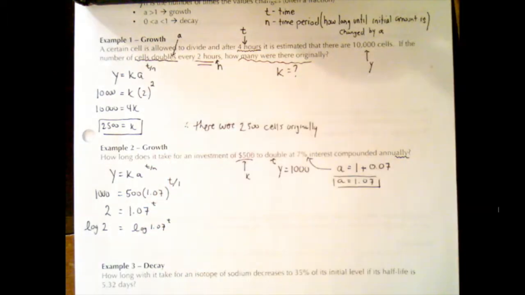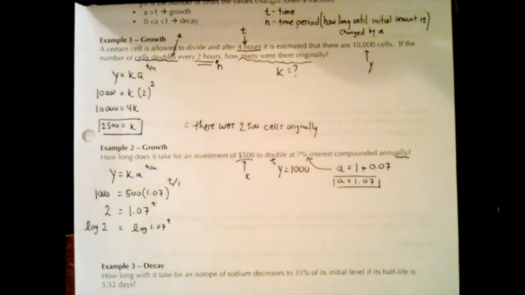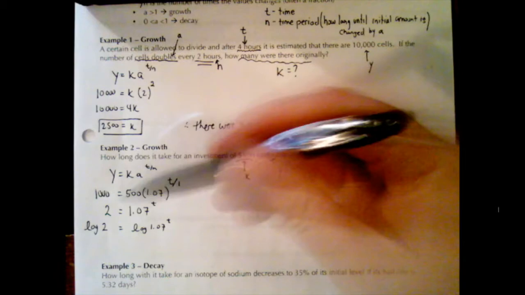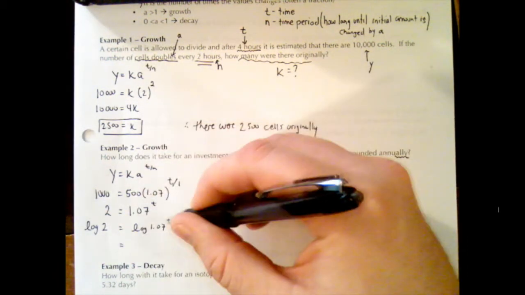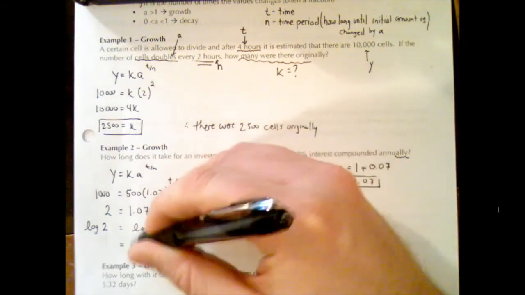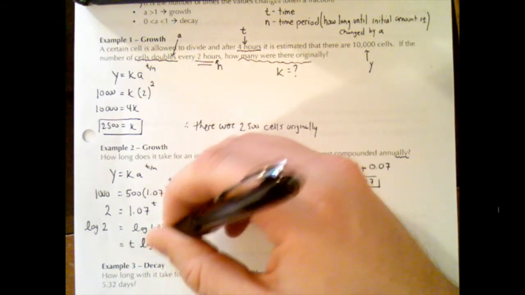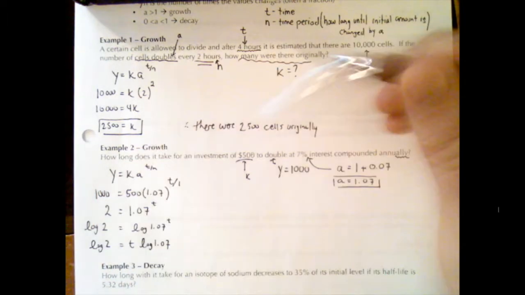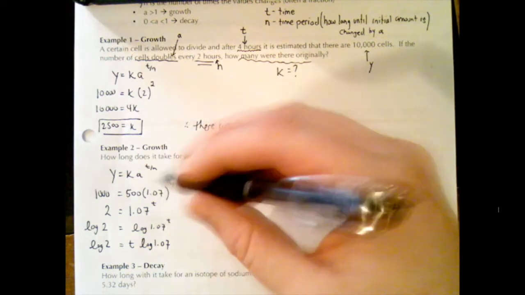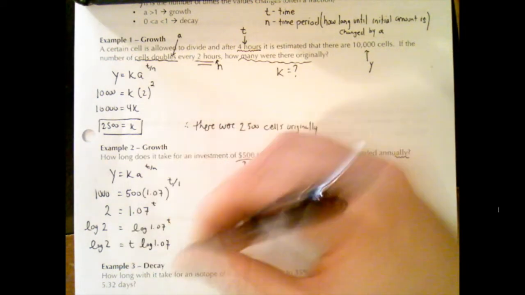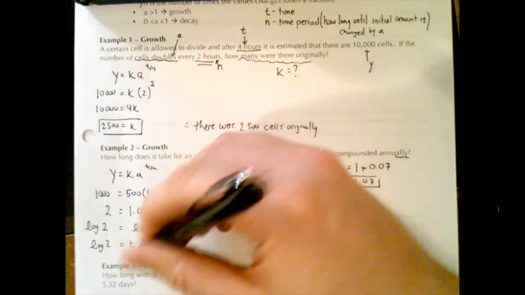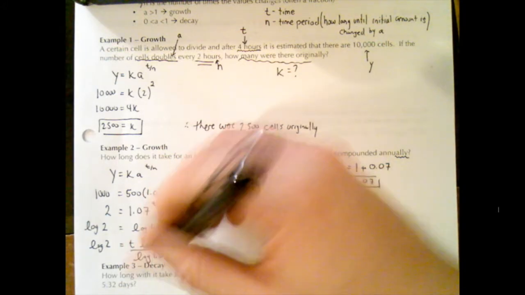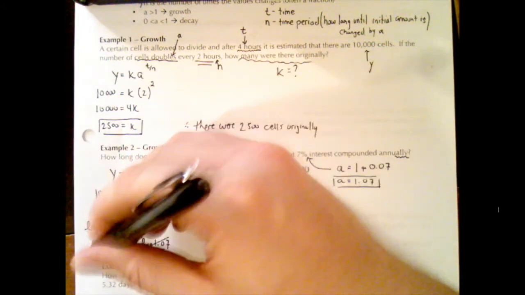Why take the log of both sides? Well, in solving logarithmic equations, we discussed that taking the log of both sides allowed us to use the power rule for logarithms to help us isolate for our exponent. So we can rewrite this as t times the log of 1.07 equal to log 2. And now to isolate for t, we actually just have to divide both sides by log of 1.07. That will eliminate the log of 1.07 on the right side, isolating for t.